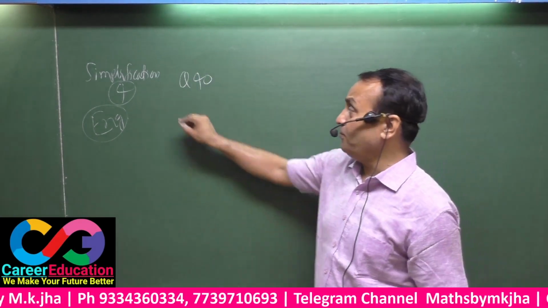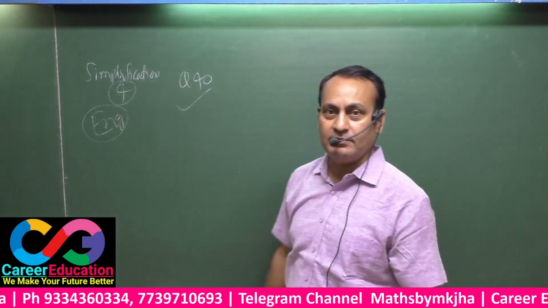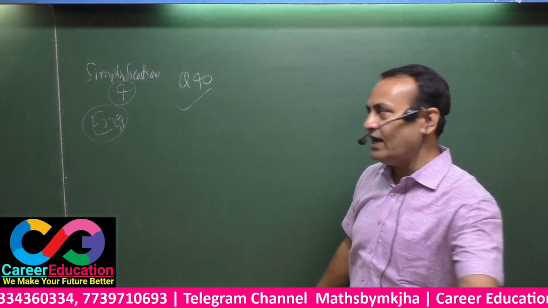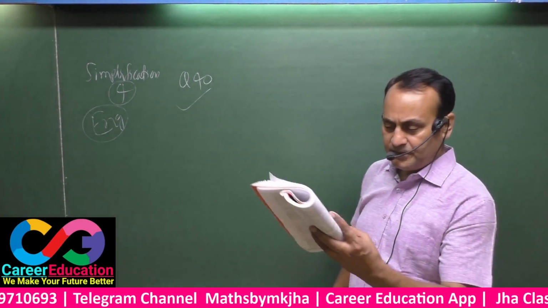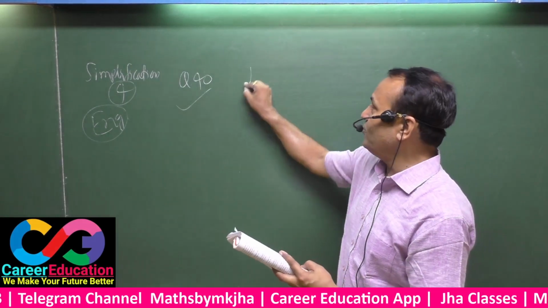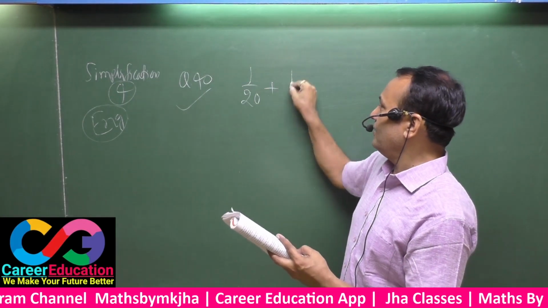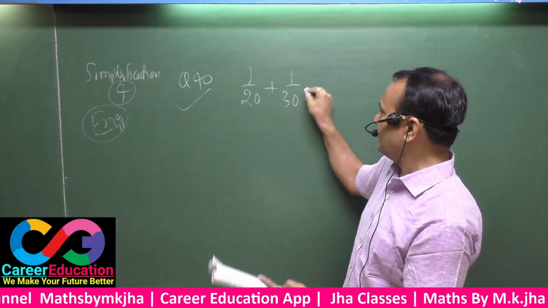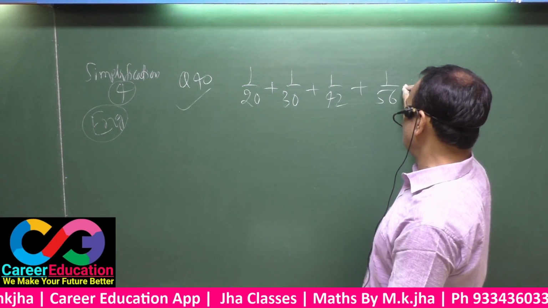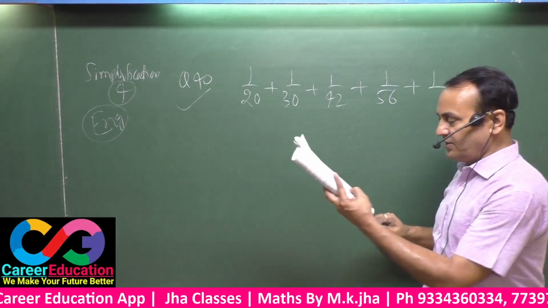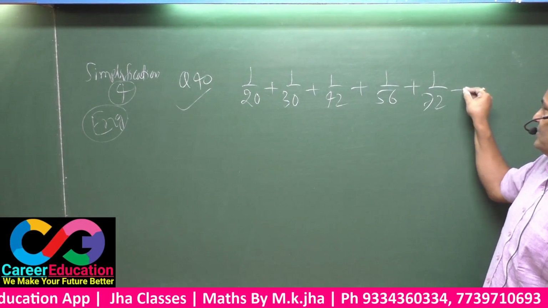This is a very important and tactful question. This question has been asked in LDC, DEO, and the SSC inter level. 1 by 20 plus 1 by 30 plus 1 by 42 plus 1 by 56 plus 1 by 72 plus 1 by 90. See here.